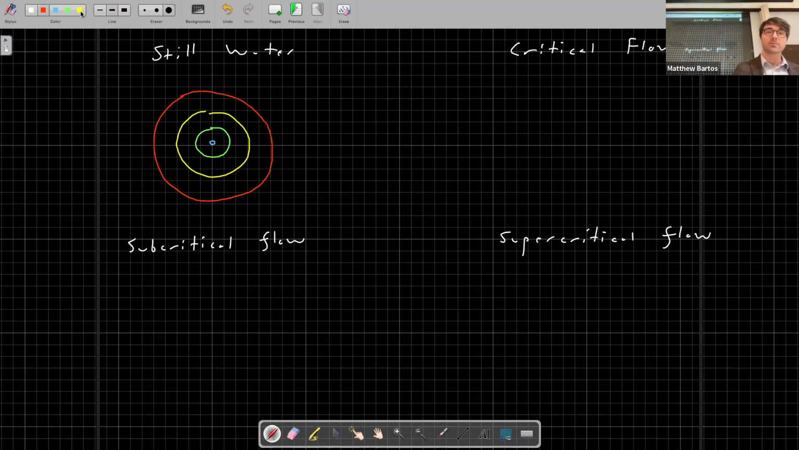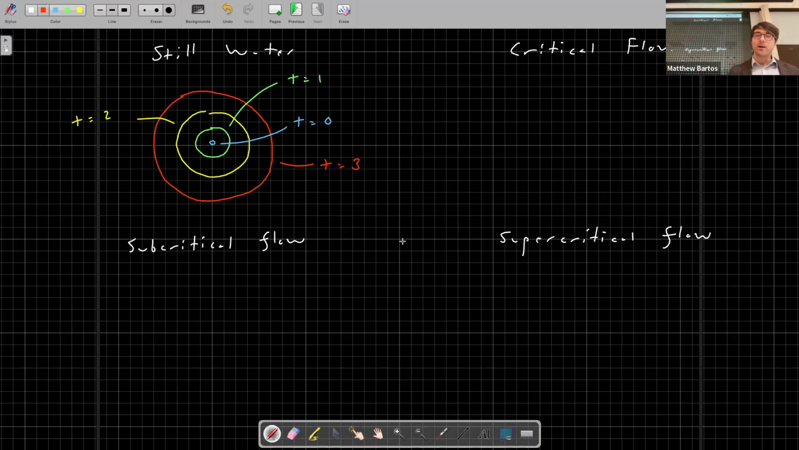So these correspond to different points in time. This blue here, this is t equal to 0. Green is t equal to 1. Yellow is t equal to 2. And red is t equal to 3. So if you throw a pebble into still water, you'll get ripples that move out evenly in all directions.